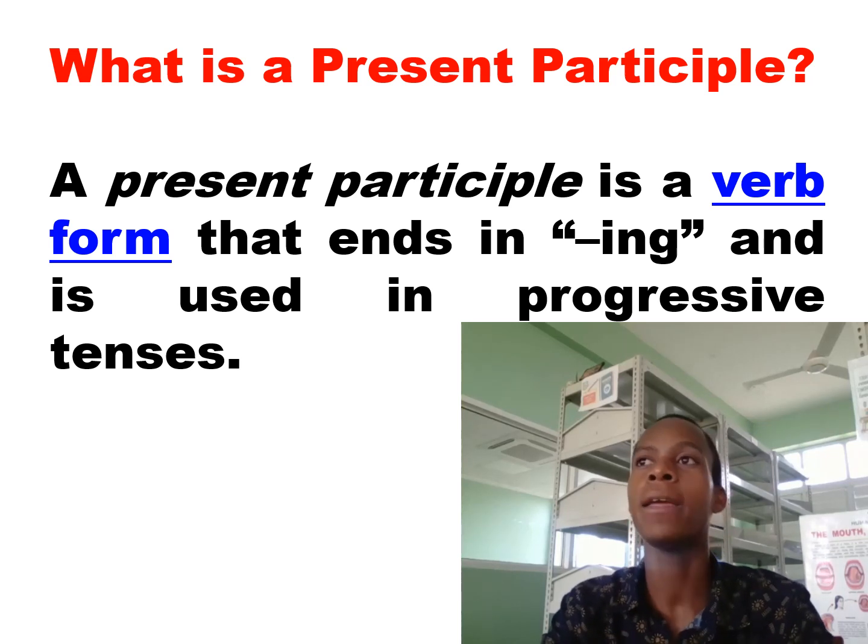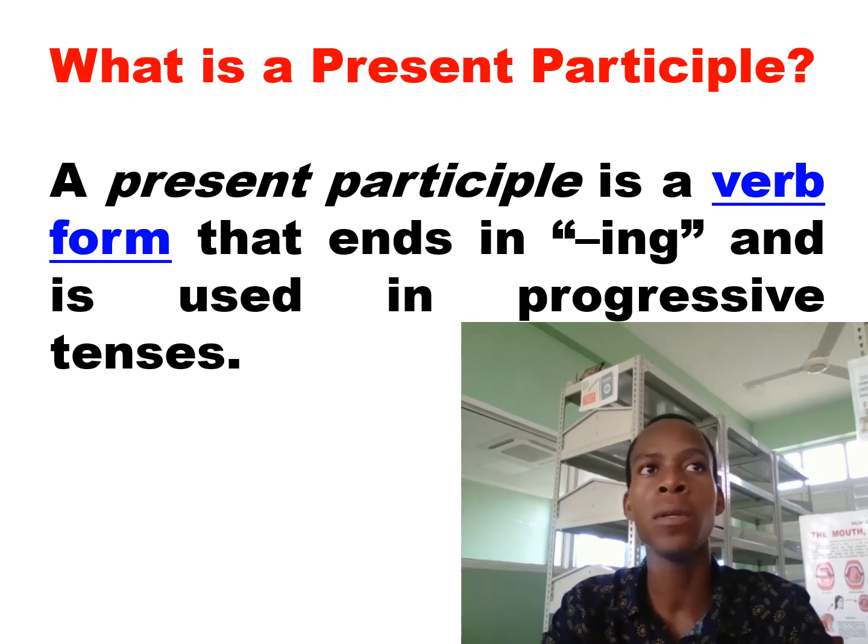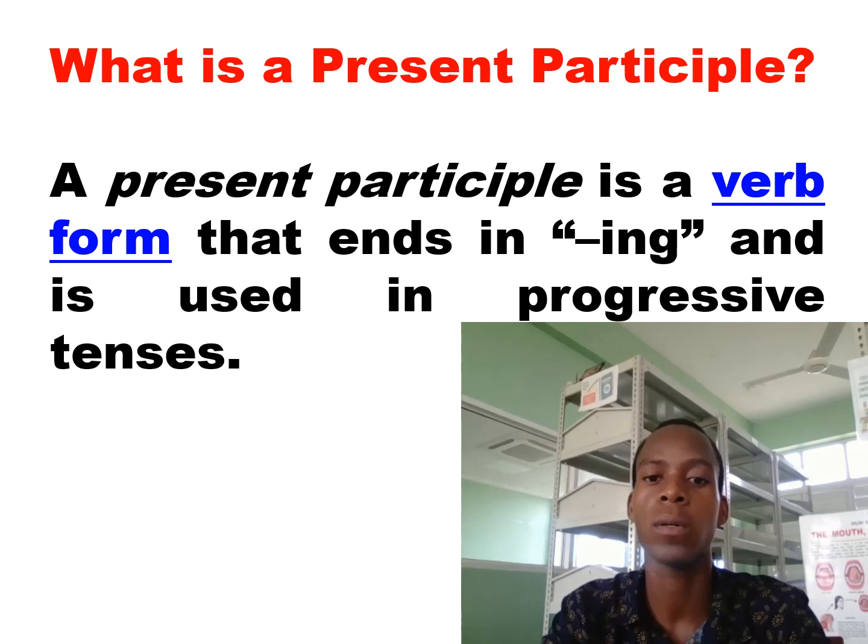We say, I am eating. Eating is the gerund form or the present participle form of the verb eat. We can say, I was eating. So eating remains the same in the past, and it will be used in the future. We say, I will be eating. That is also the use of the present participle form of the verb.